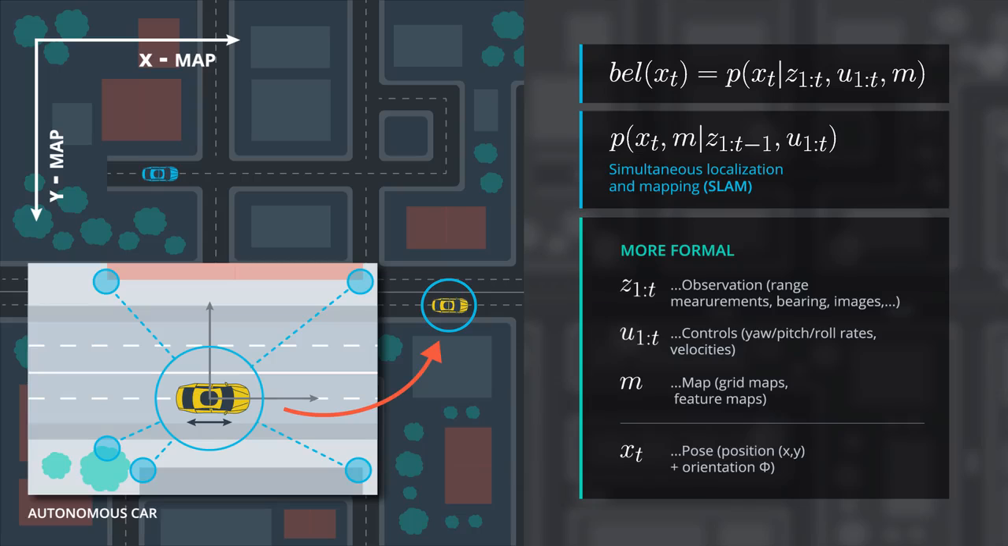If we would like to estimate also the map, then we would solve the simultaneous localization and mapping problem, called the SLAM problem, which is much more complex. But today, I don't talk about this. Today, I will talk about the posterior distribution right here.